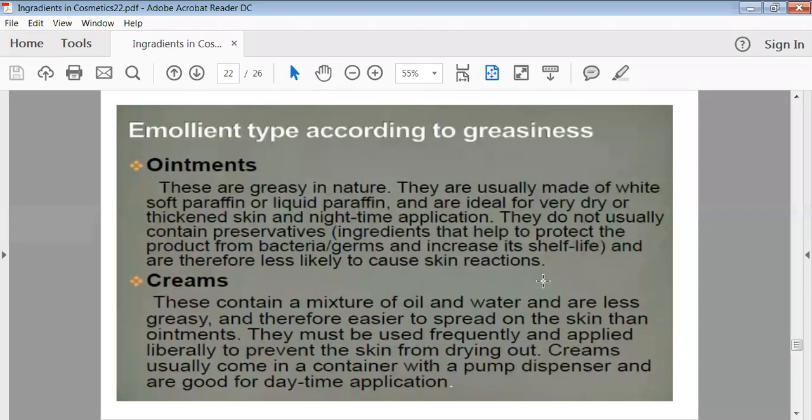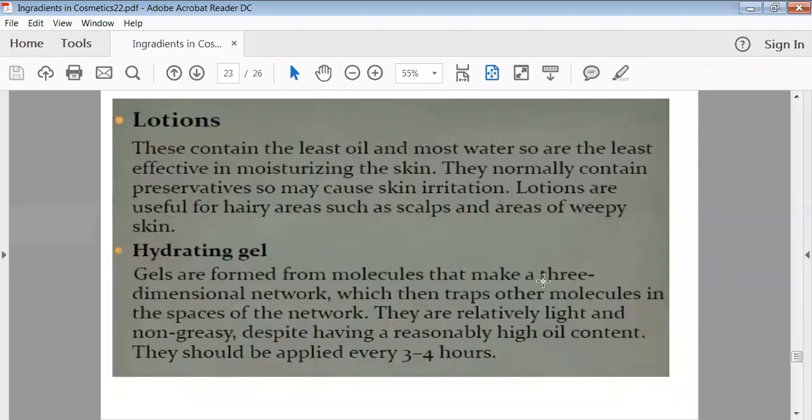Then some creams are a mixture of water and oil. When we prepare thick types of creams, they also have greasy bases, so they act like ointment emollients. Then lotions are there, having some amount of oil as well as water. They also have good moisturizing capacity for your skin. Then hydrating gels are nowadays used. They have the ability to absorb moisture from the environment, and they try to maintain the required moisture for your skin.